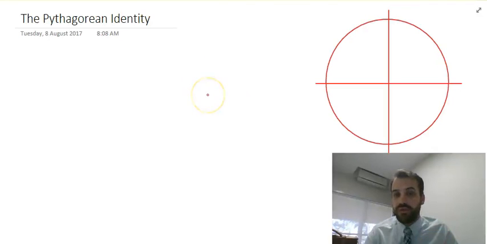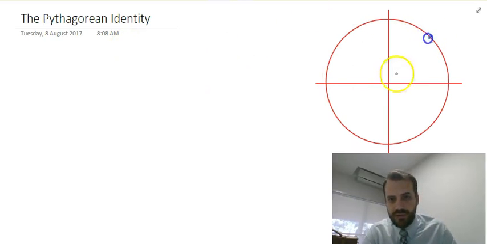So we're looking at another trig identity here. This time we're looking at the Pythagorean identity. So the name tips you off. It's going to have something to do with Pythagoras. C squared equals A squared plus B squared. So let's take a look at how to build up this Pythagorean identity.